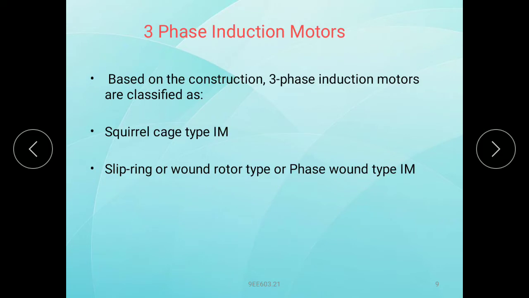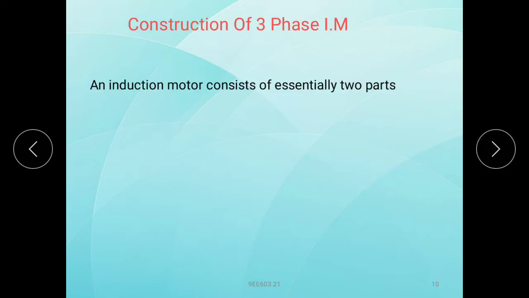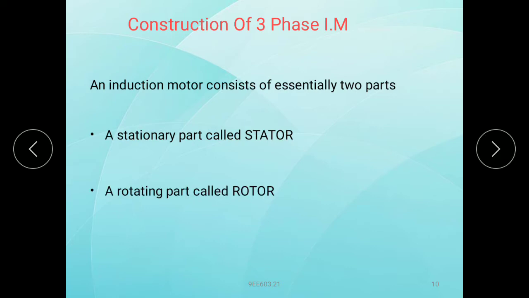Based on the construction, three-phase induction motors are classified as squirrel cage type induction motor and slip ring or wound rotor type induction motor. Here the construction. An induction motor consists of essentially two parts: a stationary part called the stator and a rotating part called the rotor.